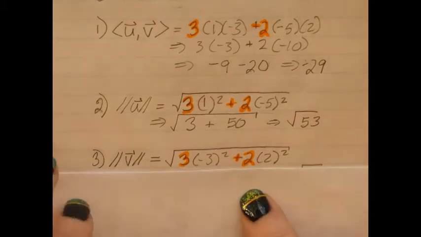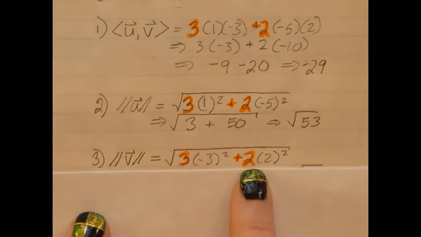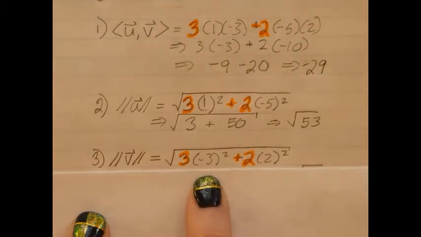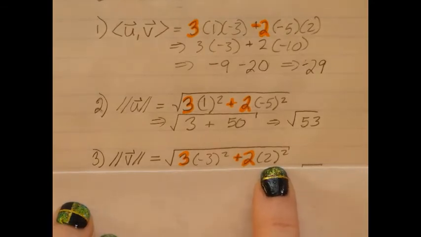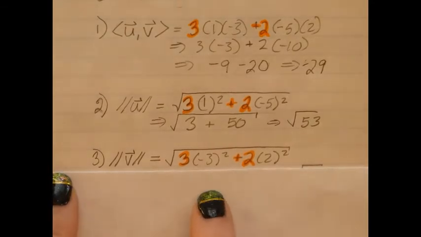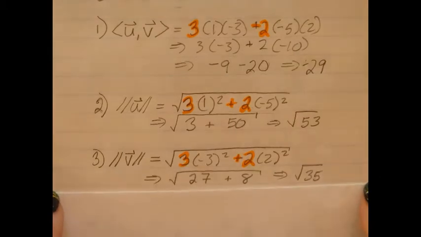Finding the length of v runs the same route as what we did on the length of vector u. You're going to put in the numbers. This is 3 times the u1s plus 2 times the u2s, or in this case, the v1 and the v2. Again, multiply and simplify.